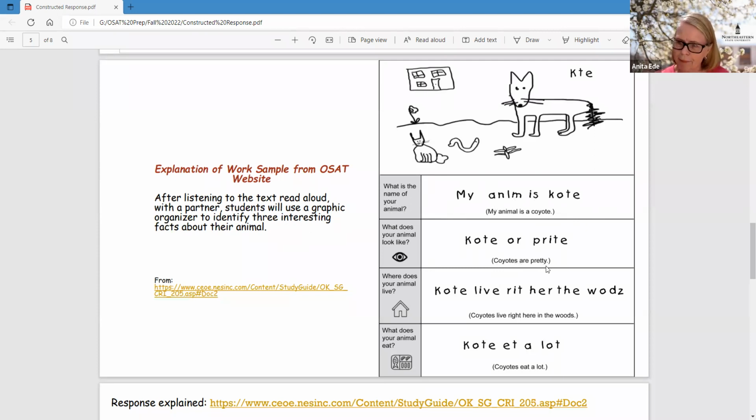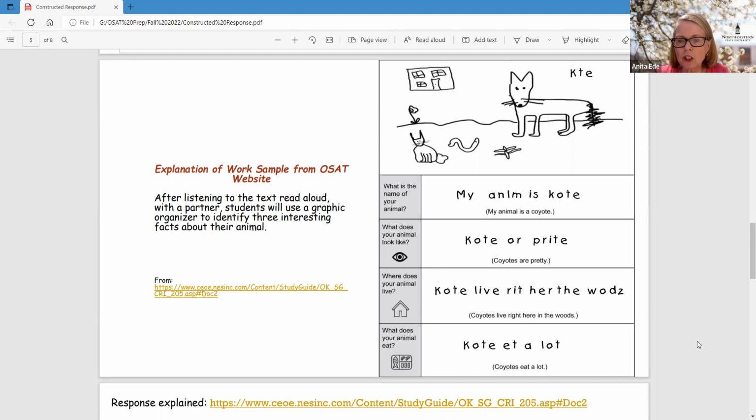Coyotes are pretty. Where does your animal live? Coyotes live right here in the woods. What does your animal eat? Coyotes eat a lot. So right here, we can see that this particular response on the graphic organizer, which graphic organizers are a great instructional strategy, but it's not working for this particular child.